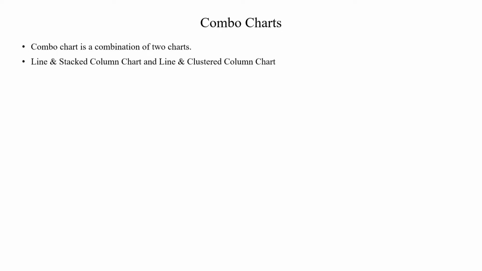Today we are going to learn about combo charts. Combo charts is a combination of two charts. In Power BI we have two possibilities. One is line and stacked column chart and another one is line and clustered column chart. And we can use combo charts to compare two categories on same visual with two different value ranges.